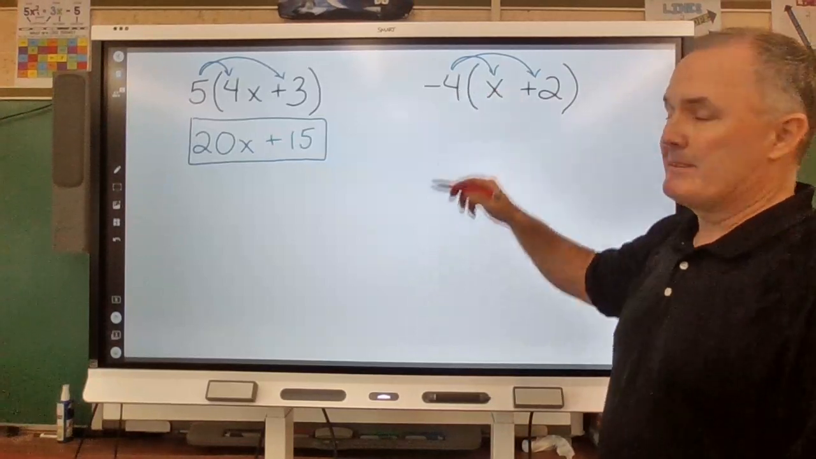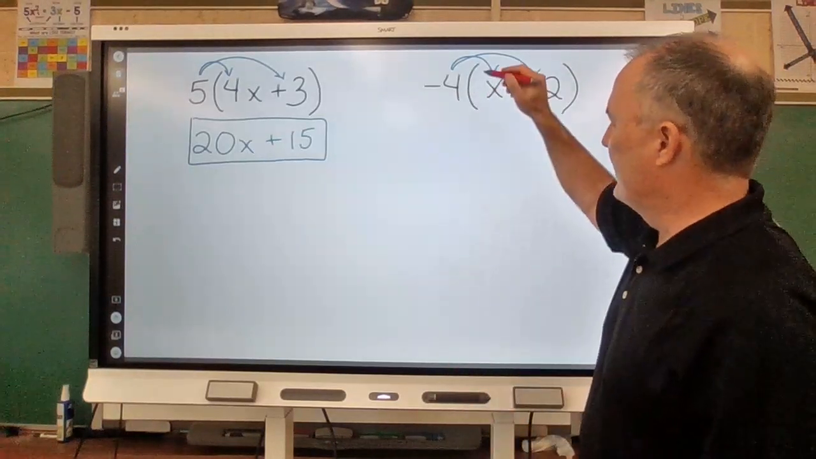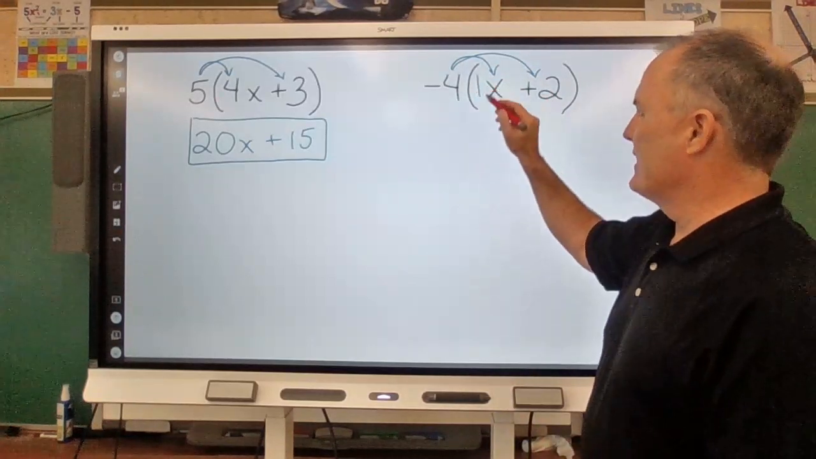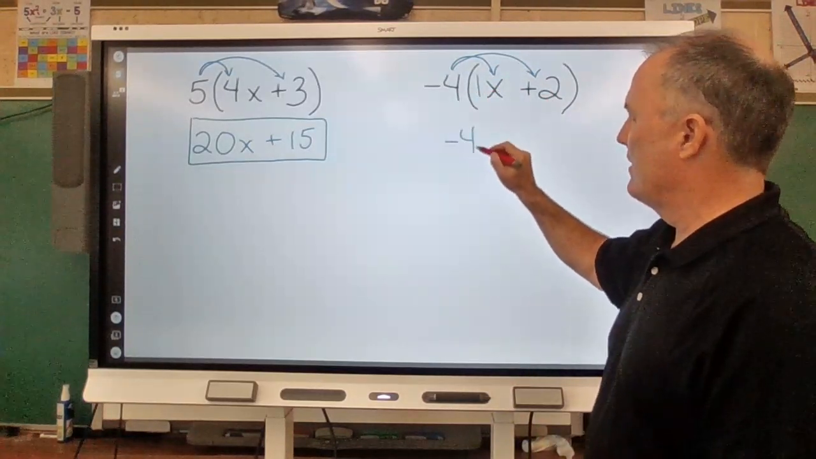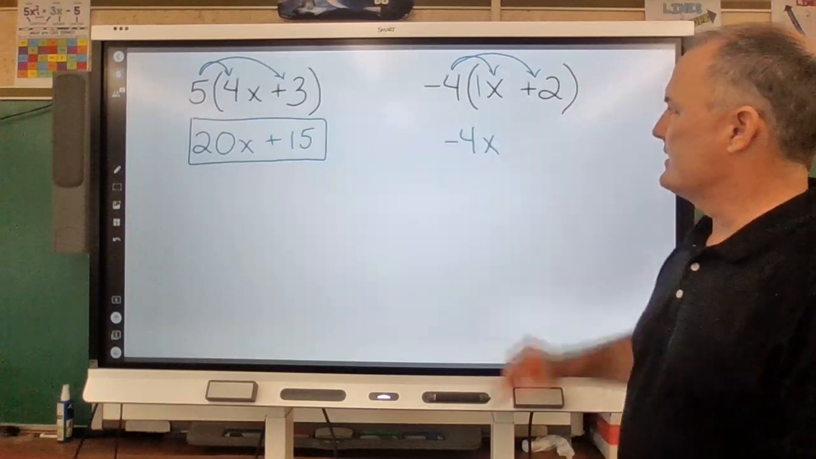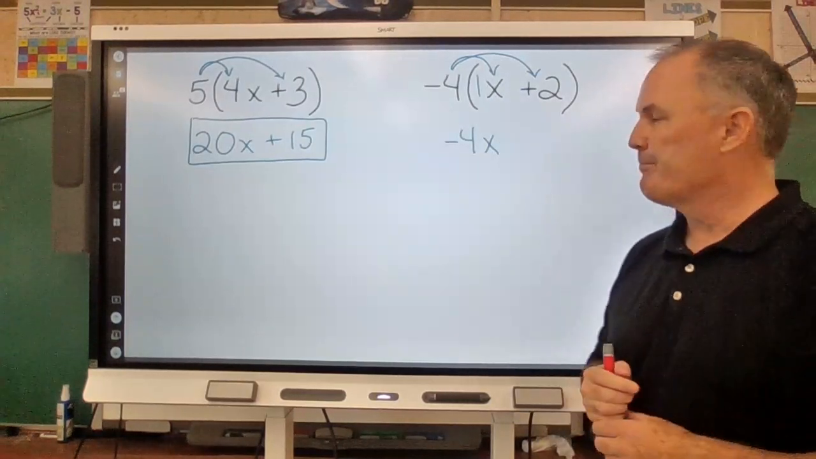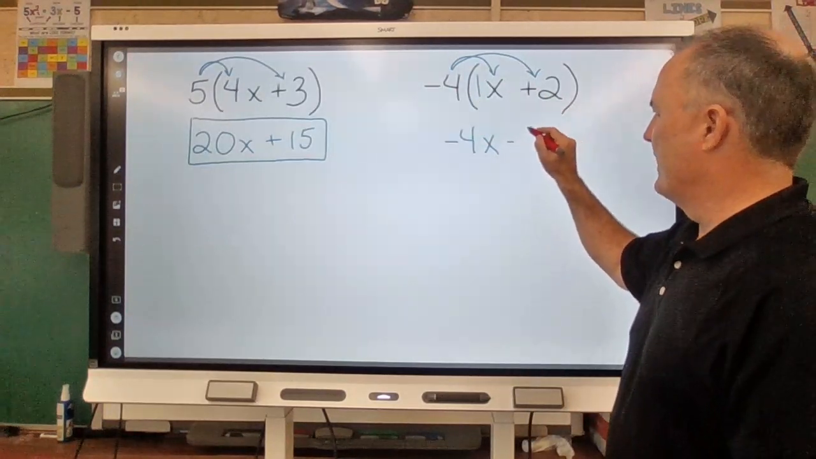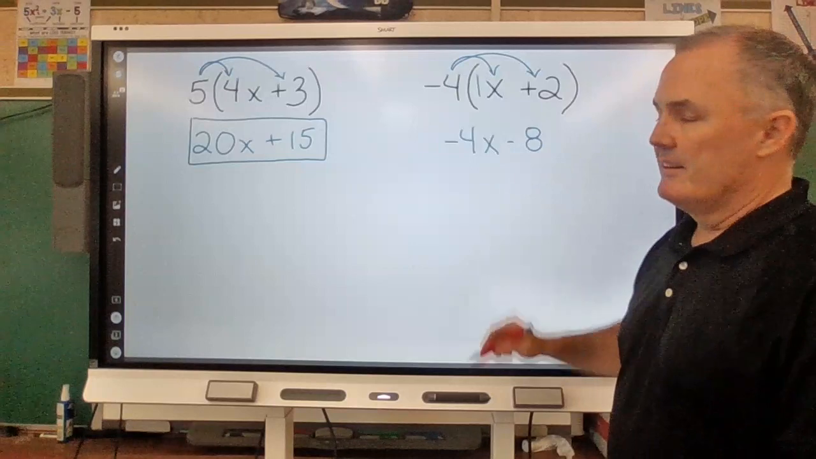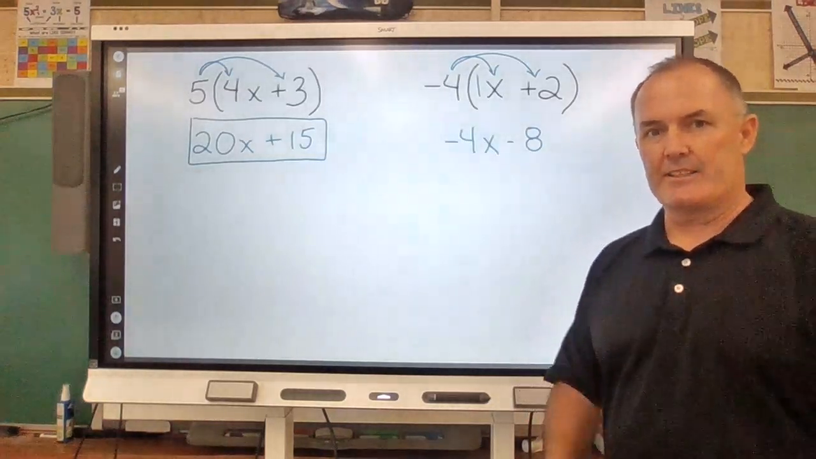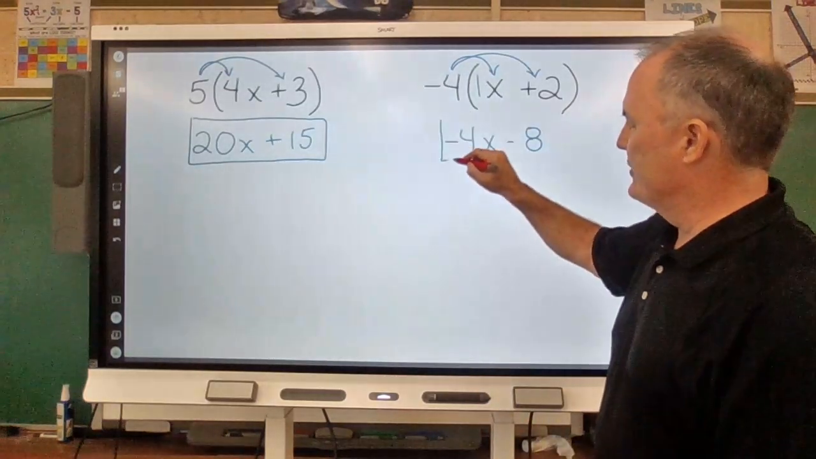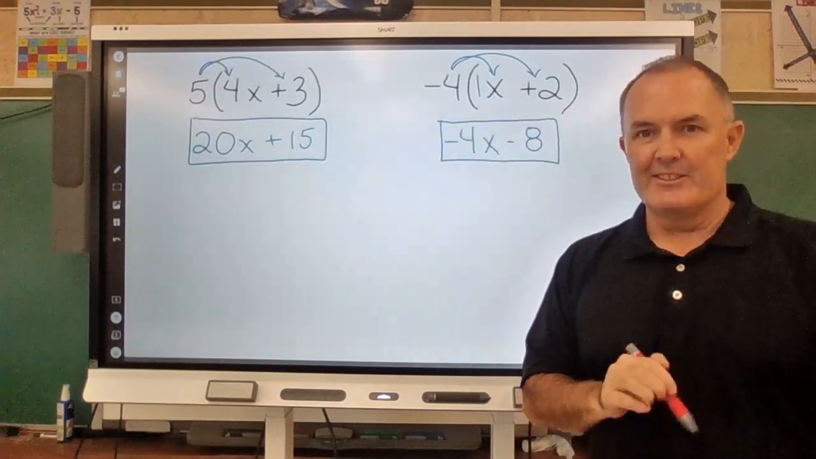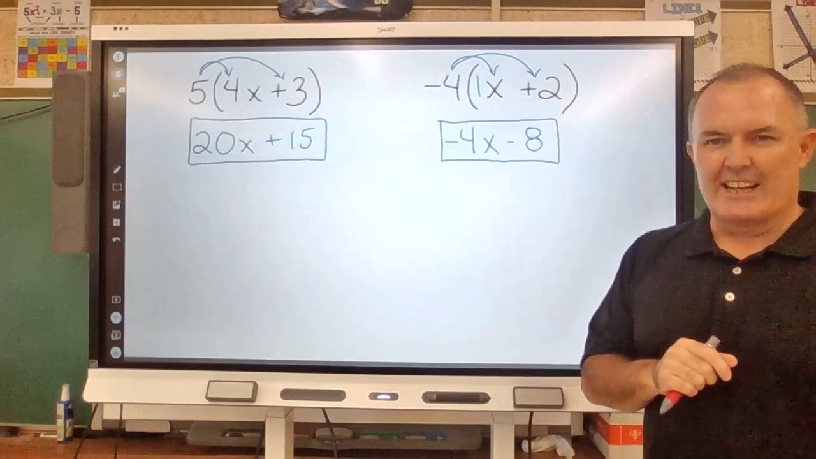Negative 4 times x, or like the ninja one, there's 1x there. So negative 4 times 1 is a negative 4. We bring down our x. That's our first term. And then negative 4 times a positive 2 would be a negative 8. So we have simplified the expression using the distributive property. All right, so far so good. Let's add a little more to it.